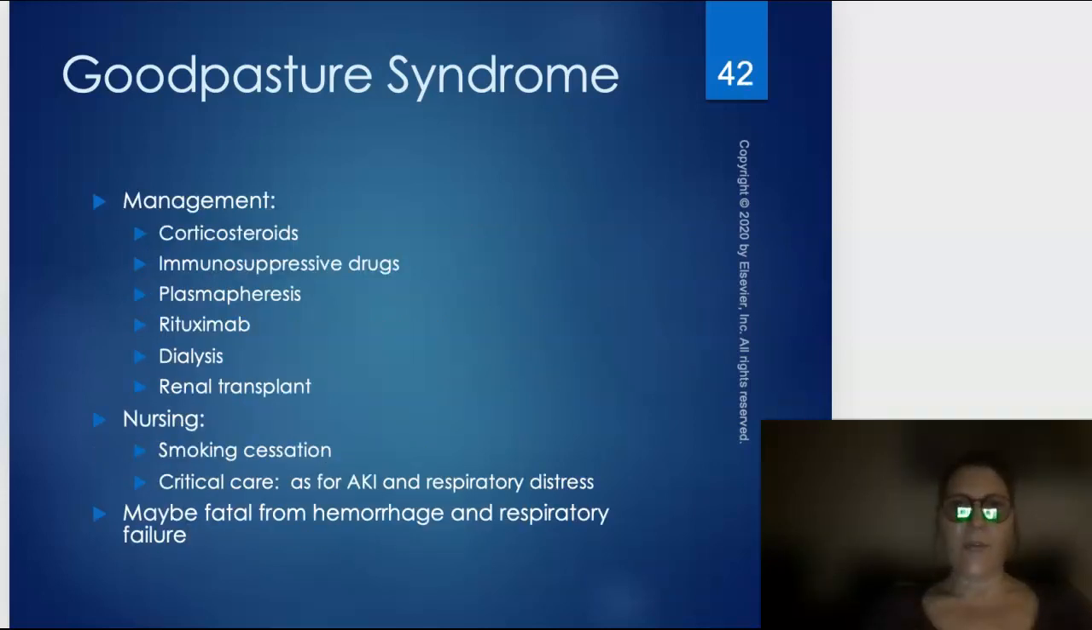The management is steroids, immunosuppressive drugs, plasmapheresis, rituximab, dialysis, and a renal transplant. For nursing, have people quit smoking. Critical care. As for AKI and respiratory distress, it can be fatal from hemorrhage and respiratory failure. So many things are caused from smoking. If you smoke, I hope you quit.